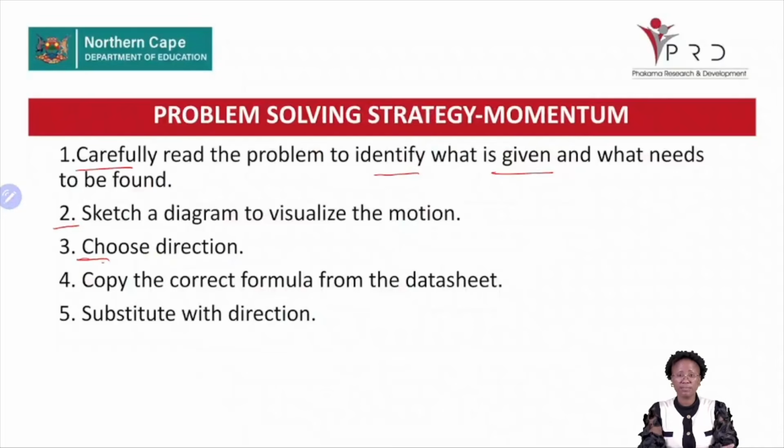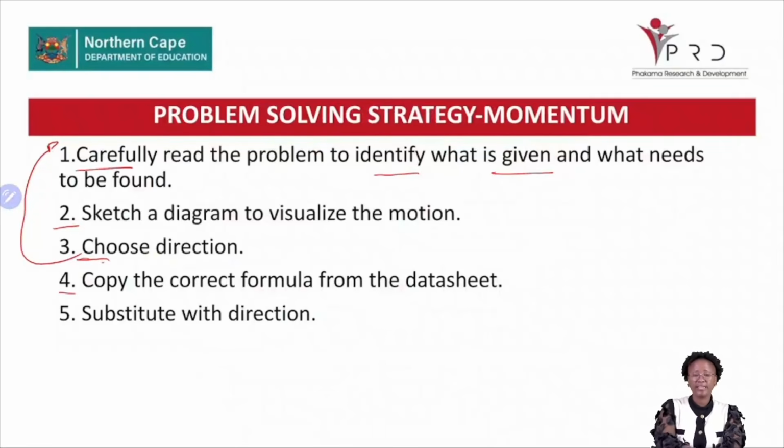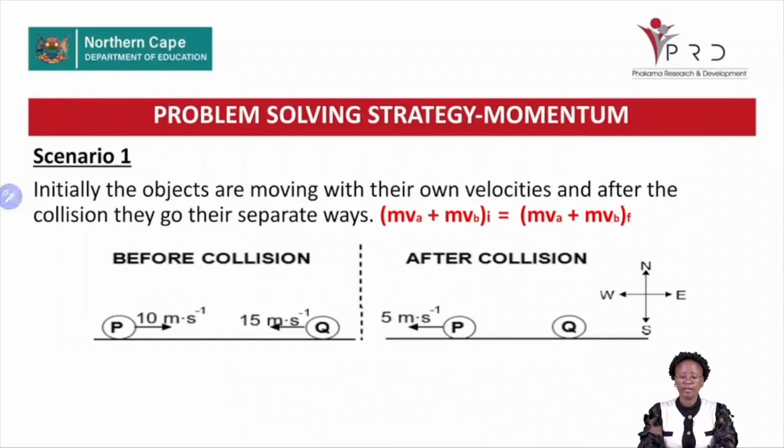We've already said that it's important to choose the direction. That's actually the first thing that you're supposed to do. We need to move it over here before we can start doing anything else. Then the next thing is to copy the correct formula from the data sheet. Cannot stress it enough to copy the formula as it appears from the data sheet, then manipulate it after. Then substitute with the correct direction. We've already spoken about that one.